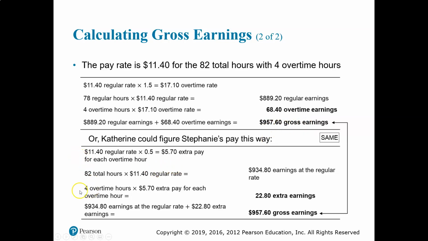Or if you want to look at it a little differently, there were 82 hours total at the regular rate, and 4 overtime hours. So the extra pay is 0.5, so $5.70 per overtime hour. So you come out to $957.60. So just 2 different ways to calculate the exact same thing, just whichever way you prefer to figure it out.